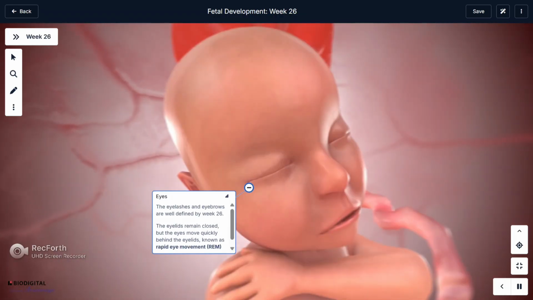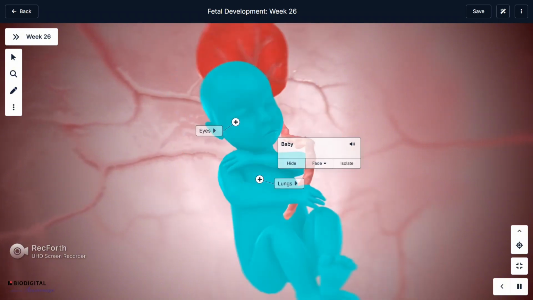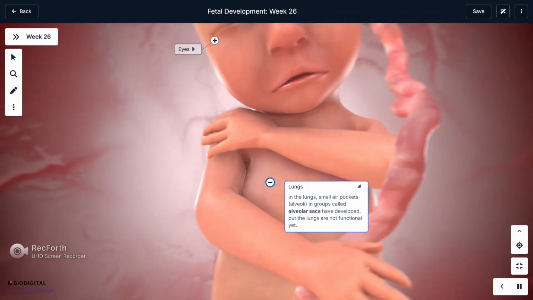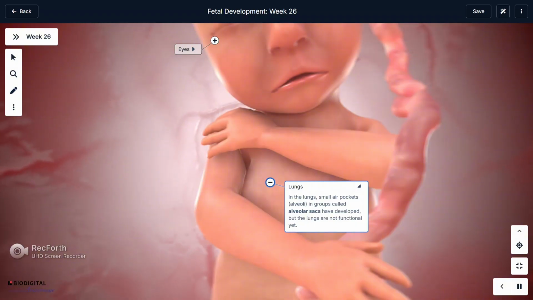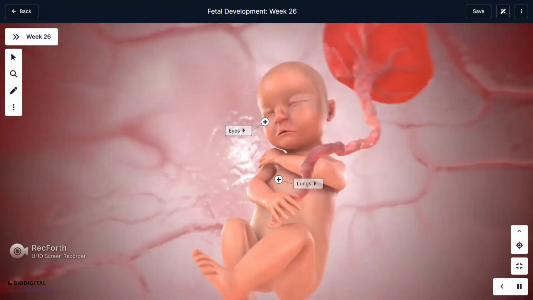By week 26, the eyelashes and eyebrows are well defined. The eyelids remain closed, but the eyes move quickly behind the eyelids, known as rapid eye movement or REM sleep. In the lungs, small air pockets or alveoli in groups called alveolar sacs have developed, but the lungs are not functional yet. So this is now the fetus by week 26.